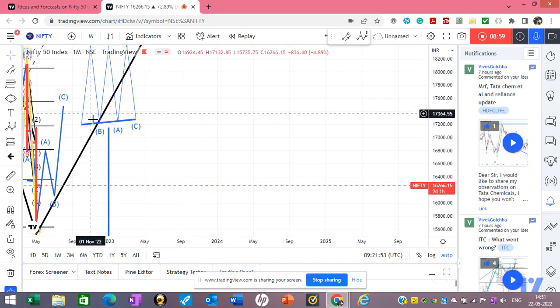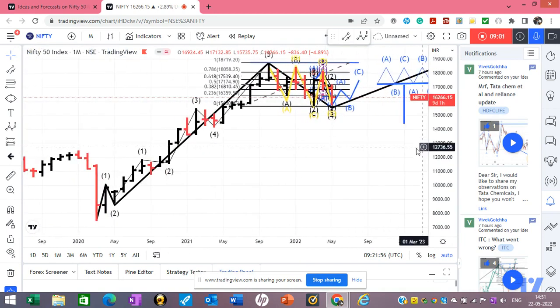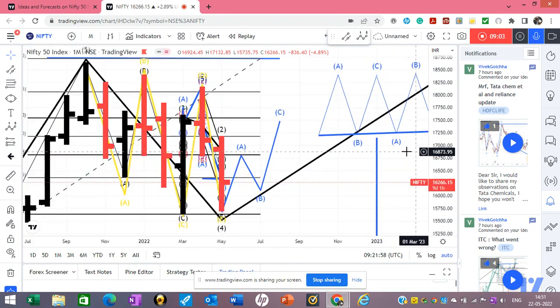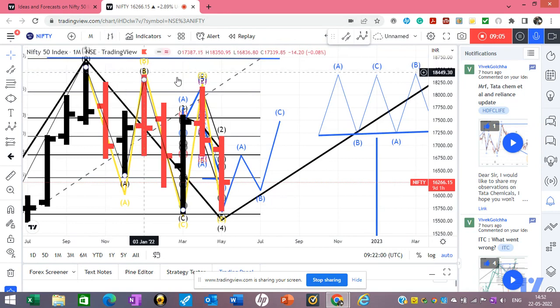So this is a wedge shape pattern, which I've shown you, and this is it. Three spikes: one, two, three. A, B, C, D, and E.